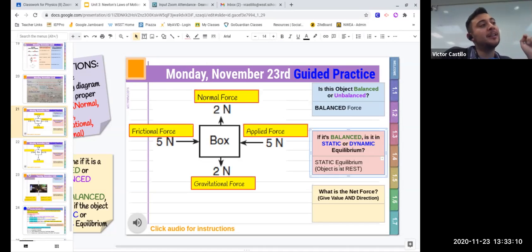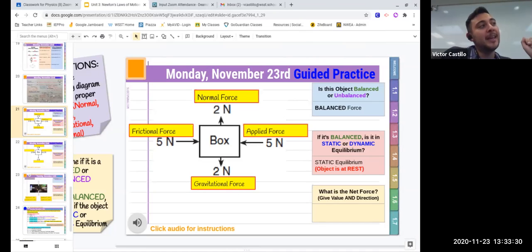There's nothing telling me that the object is moving. There's no one pushing it. There's no one pulling it. There's no one dropping it. There's no one picking it up. Nothing here in this image suggests that it's moving. So by default, it's at rest. It's static equilibrium.